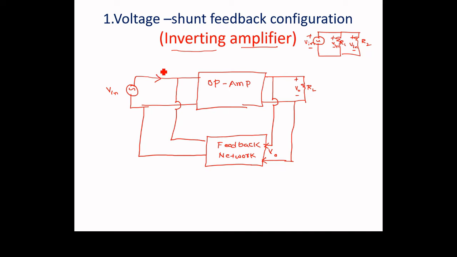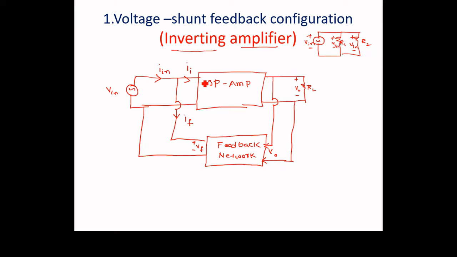So here we'll have the current due to the input voltage, IN, and the op amp input will also have some current, that is called II. And because of this feedback network, there is some current that is flowing, that is called IF. These configurations we are looking at are negative feedback.